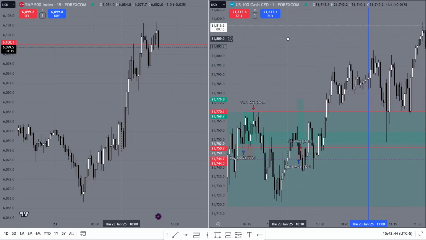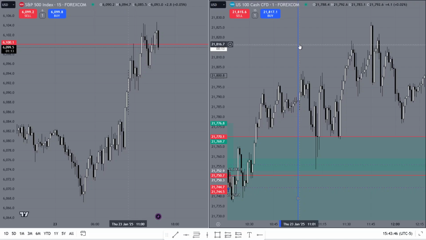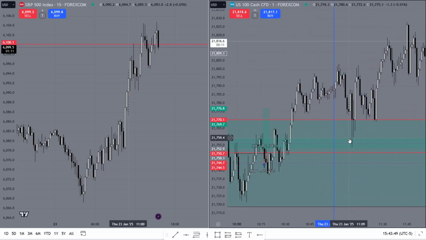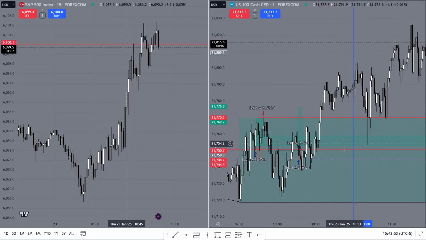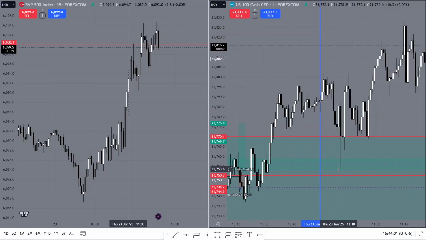Right about here, this was a beautiful long opportunity, because price came down into the balanced price range, and it hit what? It hit the first presented fair value gap right there. See that? This was a beautiful buy. But I was in class and I was busy.